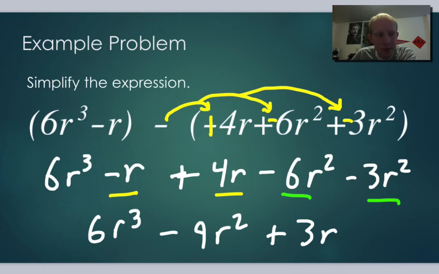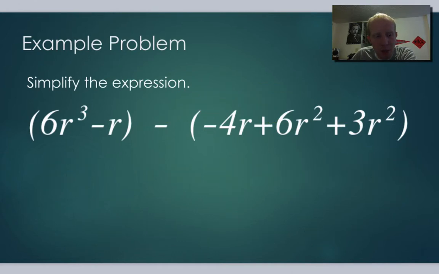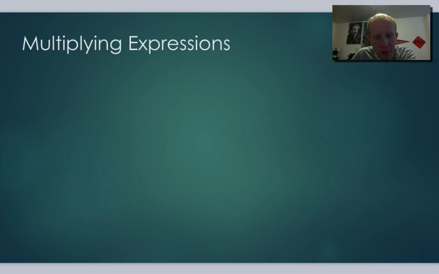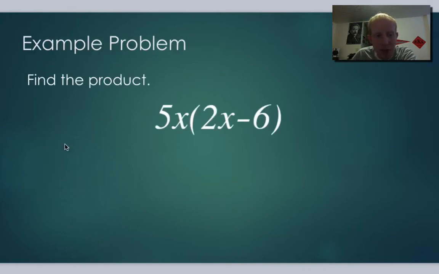And then last of all, we want to learn how to multiply with expressions. Now, multiplying expressions is a little bit trickier. It's not too bad. You just have to keep in mind there's a couple of extra steps. Let's just look at this example. Find the product basically means just multiply them together. So we have 5x times 2x minus 6.